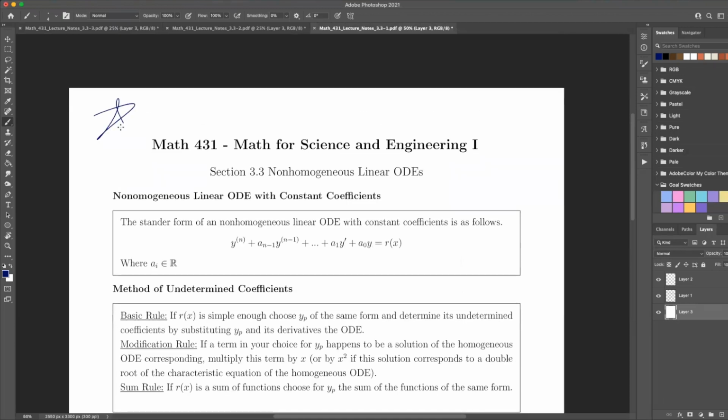Anyways, so we're going to talk about non-homogeneous linear ODEs, and this is exactly the way it was in chapter 2. There's nothing really changed. Now we have a standard form.